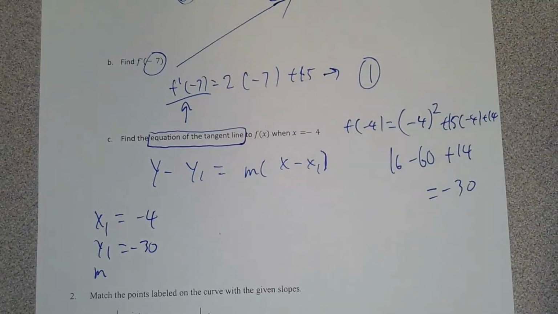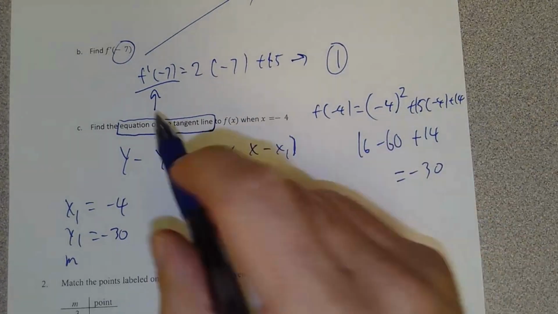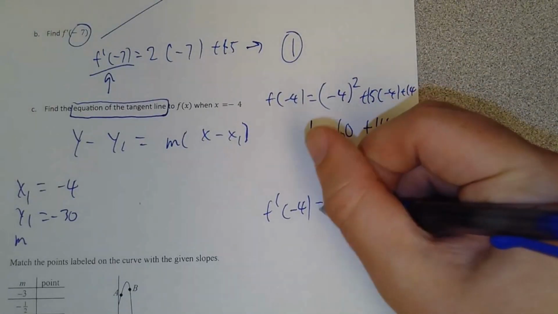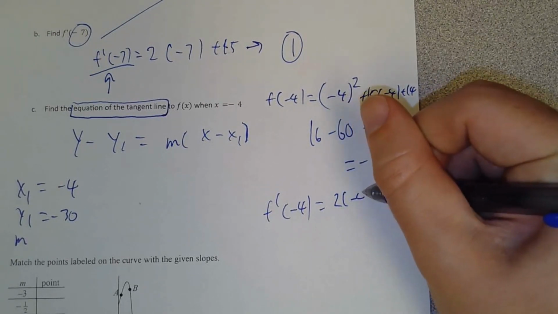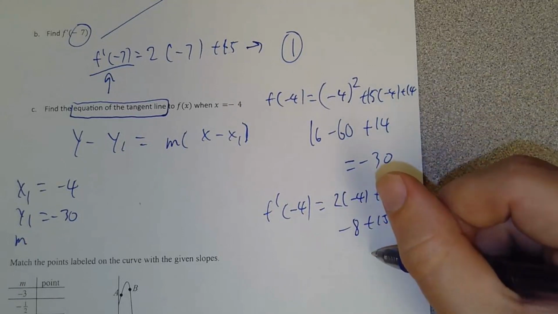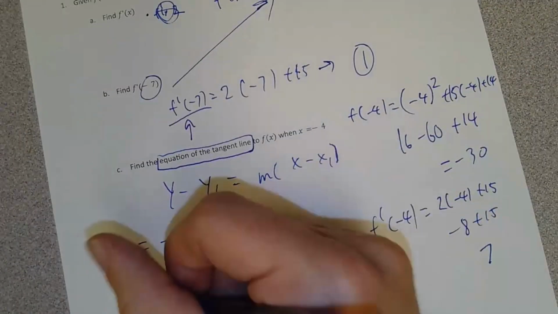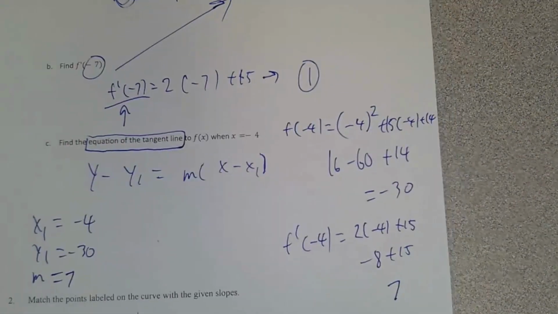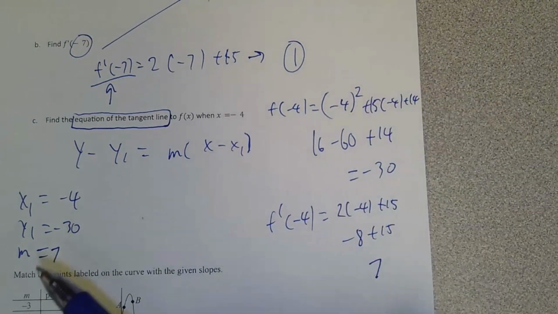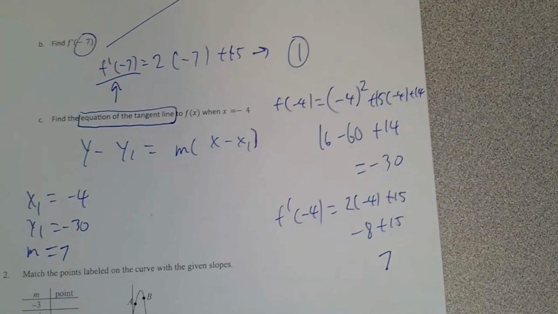And then my m, so that's the derivative at negative 4, which I already found. The derivative was 2x plus 15. So I'm just doing 2 times negative 4 plus 15, that's negative 8 plus 15, that's 7, so my m is 7. So you plug the x value into the original, you plug it into the derivative to get your m, your slope, and once you have all of that, you're just subbing them in.